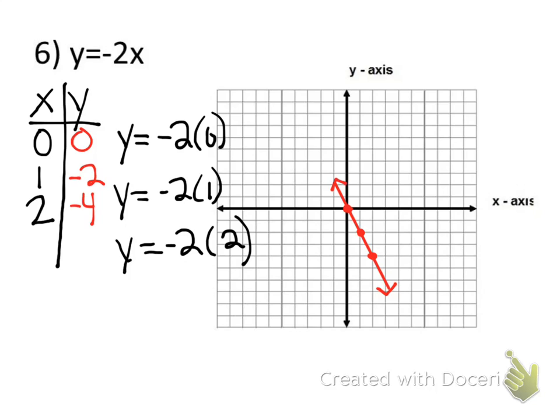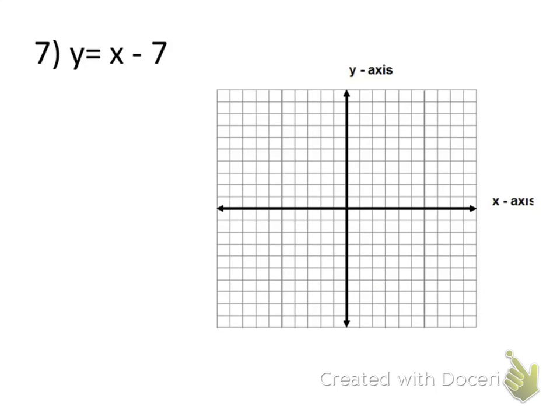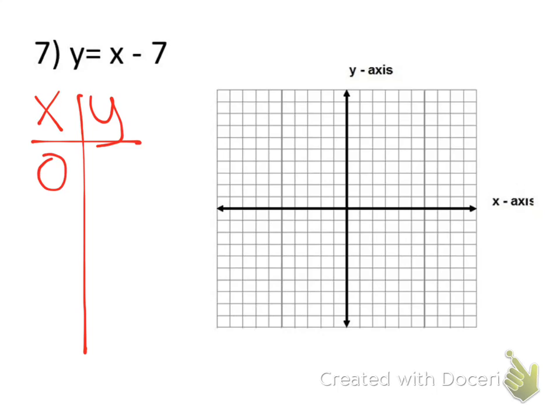Okay, let's keep it moving. Example 7. All right, we have a y equals. Remember, you should always make sure y is by itself. Sometimes it's not. In this class, it usually is. In this case, it is. When y is by itself, that means you're ready to go. So we are ready to make our chart. What am I going to put for my x's? The easy numbers. 0, 1, 2.